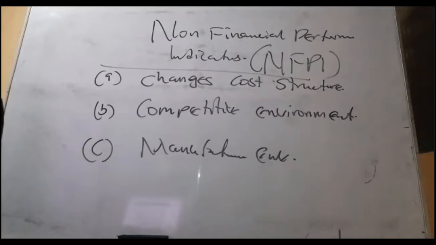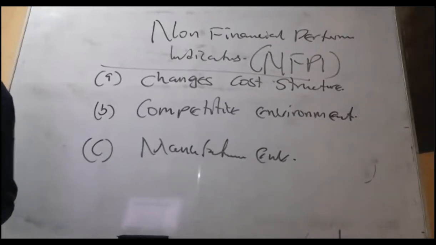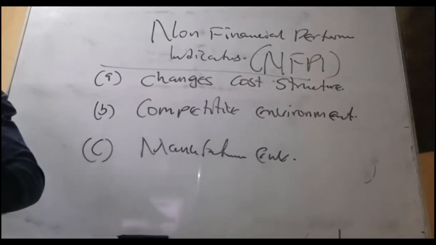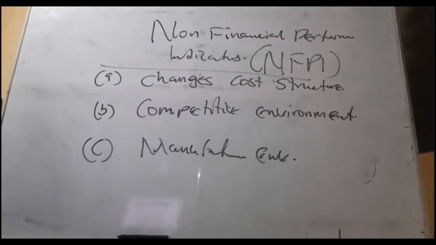Good. For instance, if the conditions of service for the employees are very bad, or the working environment is very poor, it will affect the motivation and it will affect the product quality. If the product is not quality, what happens to the sales? Sales drop. When sales drop, your profit goes down. Good. So that is it.